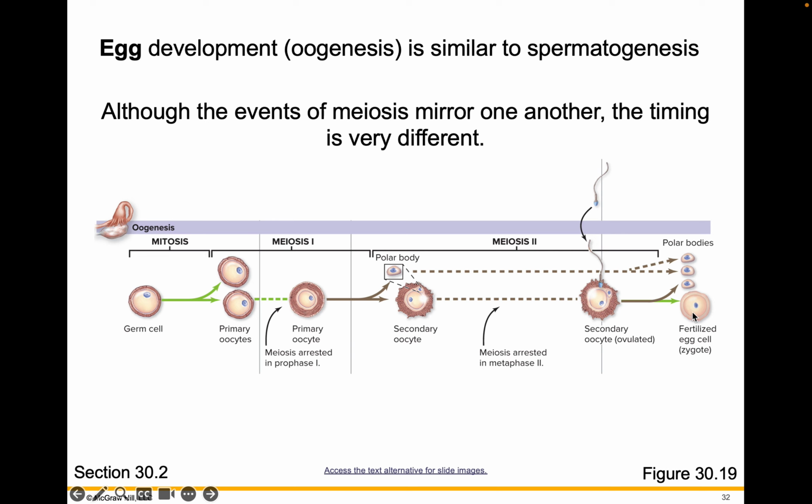single egg cell that's ready to be fertilized. This is what's ovulated. The polar body leaves. So we end up with 3 polar bodies, kind of 3 cast-offs or cells that won't be used in reproduction, and 1 large fertile oocyte.